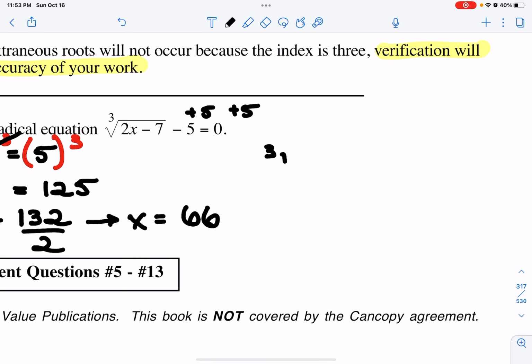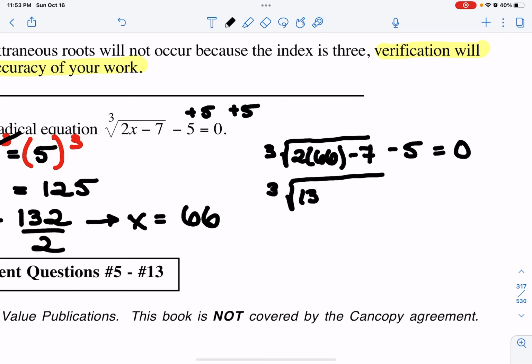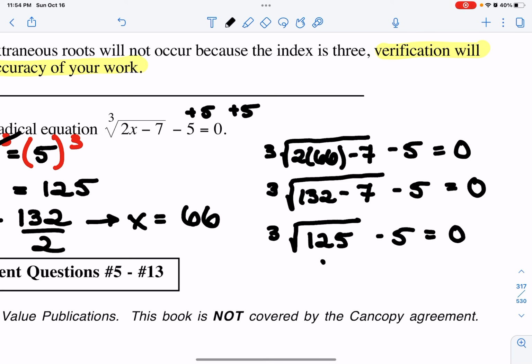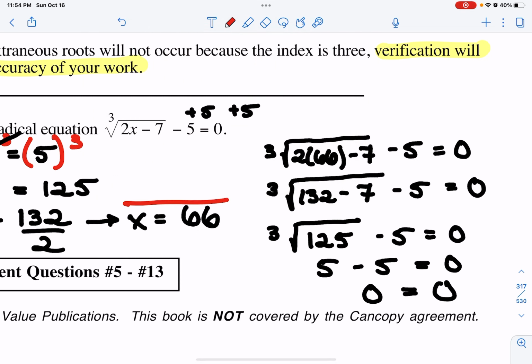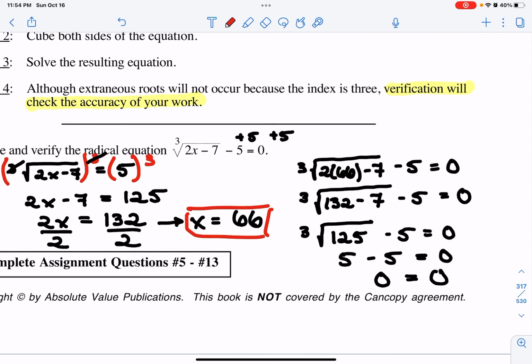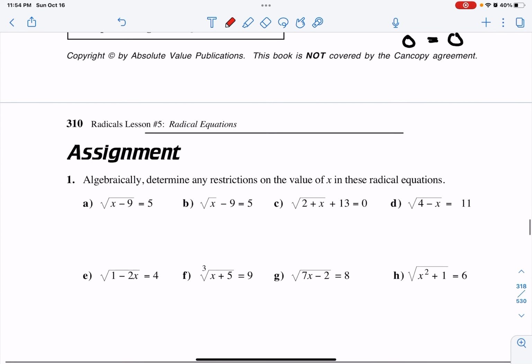So I go the cube root of 2x, which is 66, minus 7, minus 5 must be equal to 0. The cube root of 132 minus 7 minus 5 should be equal to 0. The cube root of 125 minus 5 is equal to 0. 5 minus 5 is equal to 0. Yes, that is true. We have verified that this x being 66 does satisfy the equation and is a root of this equation. All right, now it's on to you for the assignment.